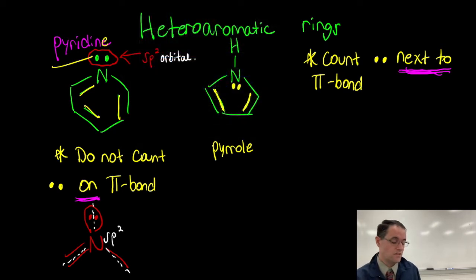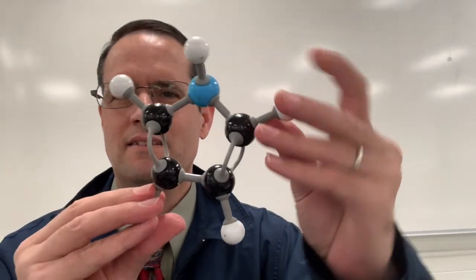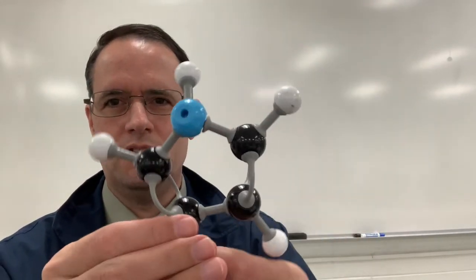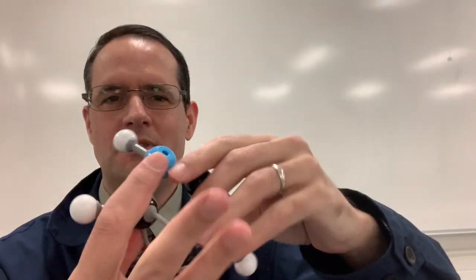Okay, so this has a total of 6 electrons. It's 4n plus 2. It's aromatic. Okay, let me make a molecular model of this and get back to you and show you what that looks like. All right, so in my hands, I've got the pyrrole molecule. So this nitrogen should really be flat, but this model is incorrect.